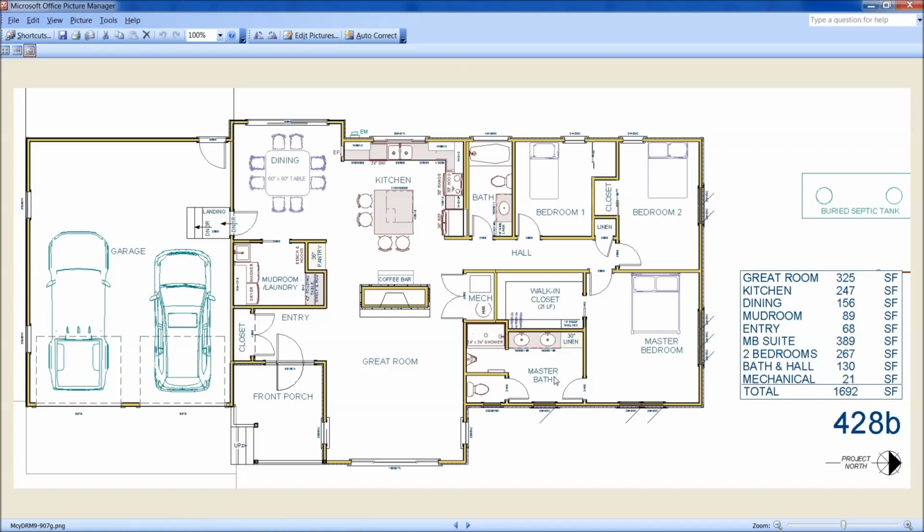But then you could drift that whole hallway 1 foot east, adding to the bedroom square footage and taking away from the master bedroom square footage.